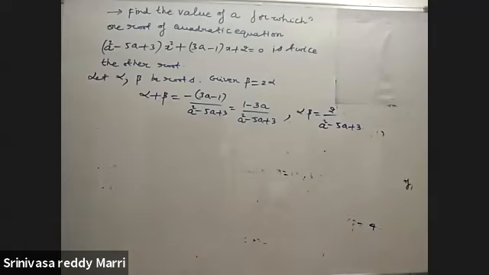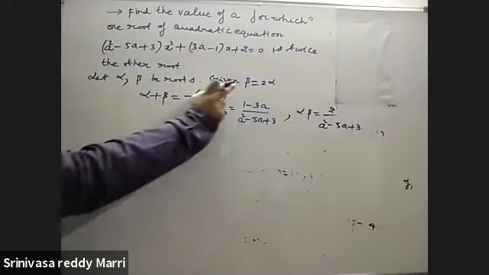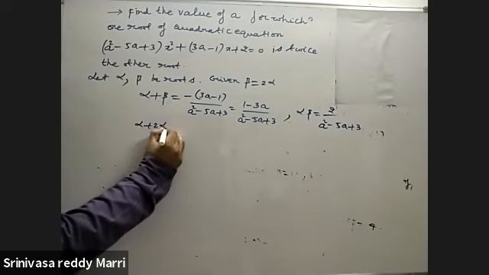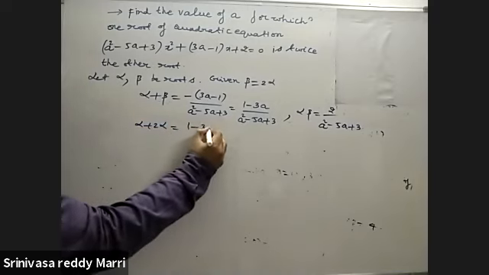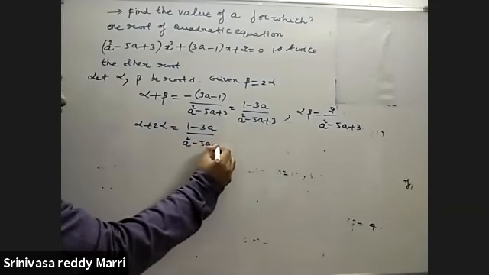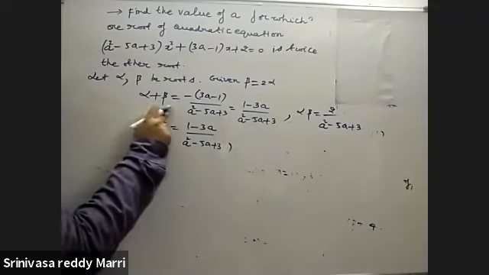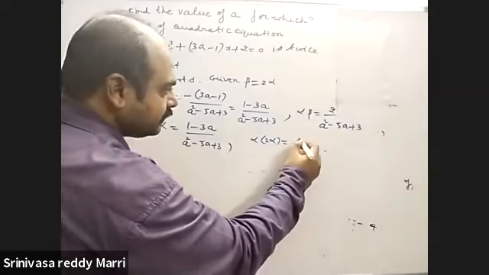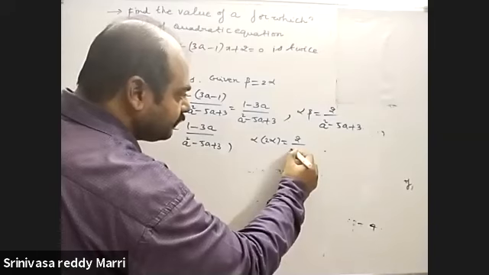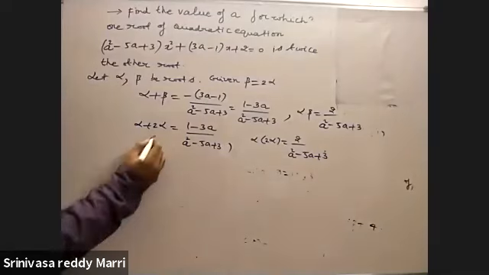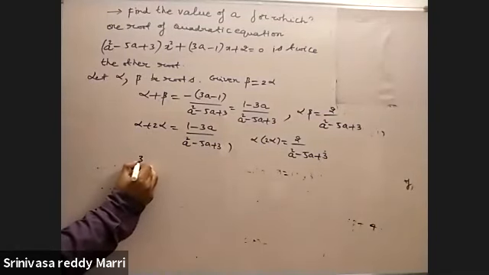We will approach in this manner: write the sum of the roots and the product of the roots. Now beta is nothing but 2 alpha. Substitute here: alpha plus 2 alpha equal to 1 minus 3a divided by a square minus 5a plus 3. Here beta is 2 alpha, so alpha beta is 2 alpha square, which is nothing but 2 divided by this one. So this is 3 alpha.